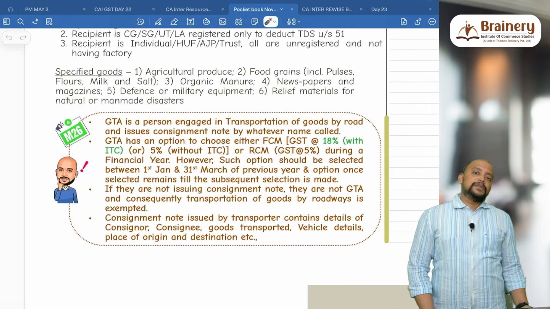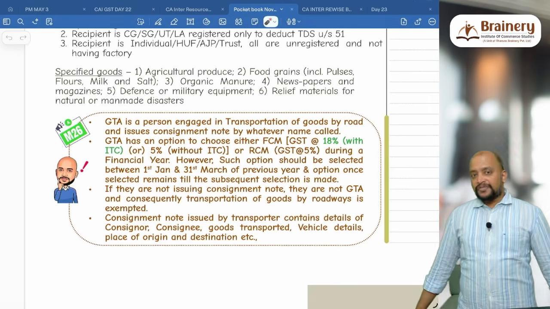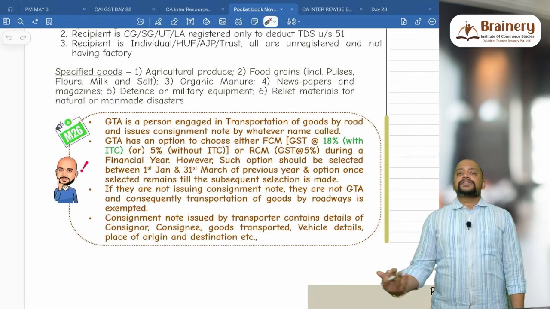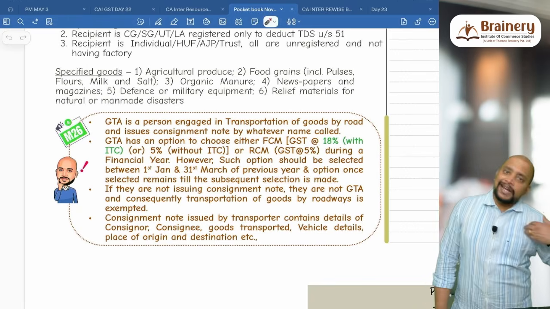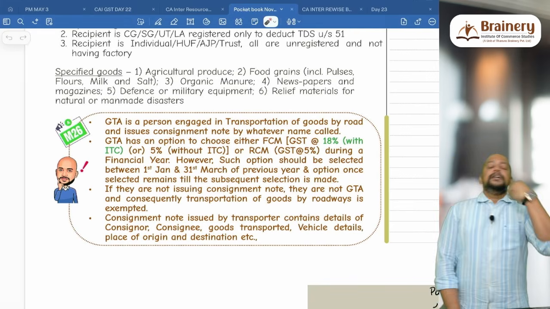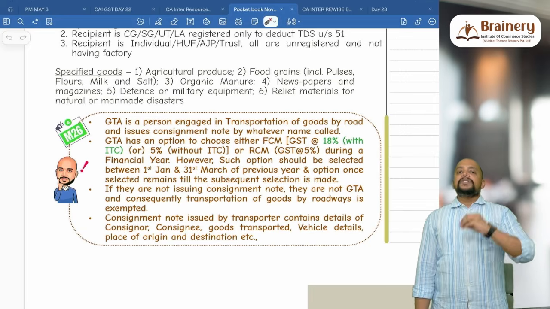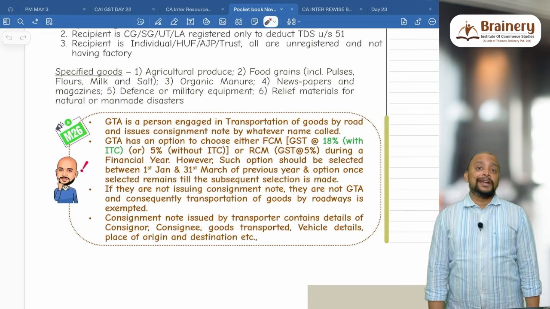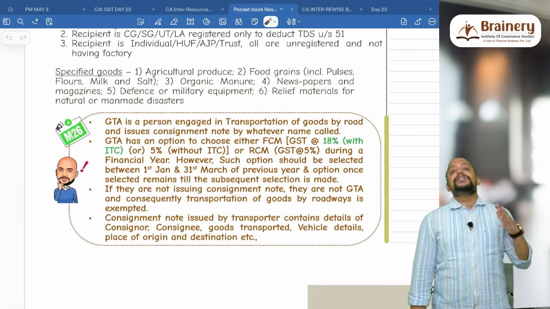If they opt for FCM, then only it is FCM, and that will be for the financial year. They have 2 rates, 18% with ITC, 5% without ITC. This is for GTA, not for the recipient. Whether they charge 18 or 5, the recipient can take ITC, but GTA cannot take ITC if they are charging 5% on that inward supply, and that 18% and 5% they can decide with respect to each invoice.